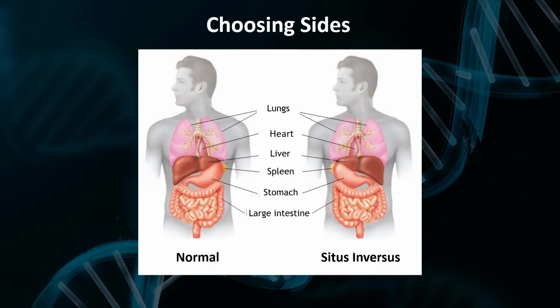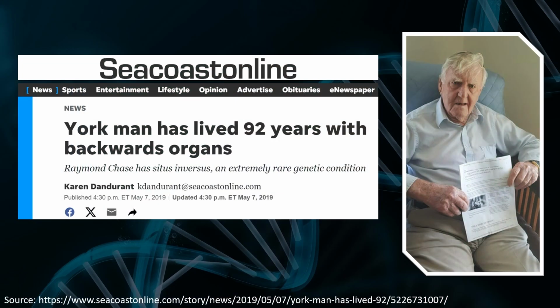This is actually a condition known as situs inversus, where your internal organs are all a mirror image of what everybody else has. Now, if it's a clean swap, if it's a perfect inversion, you would live your entire life and not even know. The only difference you would notice was that the doctor would have a hard time finding a heartbeat on the left side of your chest, because they would have to look on the right side. Here's a fellow from the UK. He lived 92 years with backwards organs. Full situs inversus, full inversion, and he was fine with it.